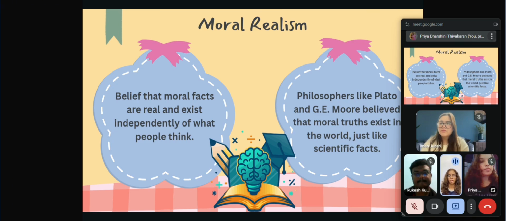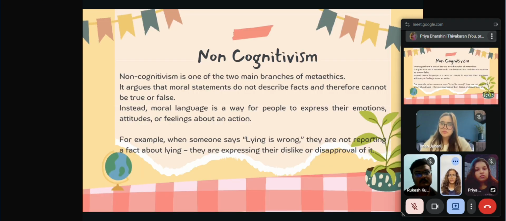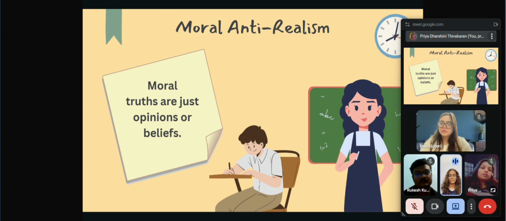Philosophers like Plato and G.E. Moore believed that moral truth exists in the world just like a scientist's fact. Moral anti-realism, on the other hand, says there are no real moral facts. When someone says killing is wrong, they are only expressing their feelings or what their society believes, not stating a fact. For example, a moral realist says killing is wrong, true fact. A moral anti-realist says killing is wrong, just an opinion.